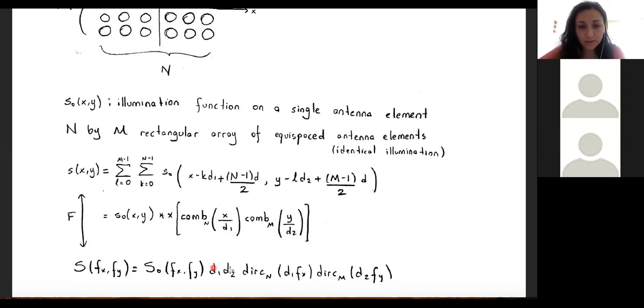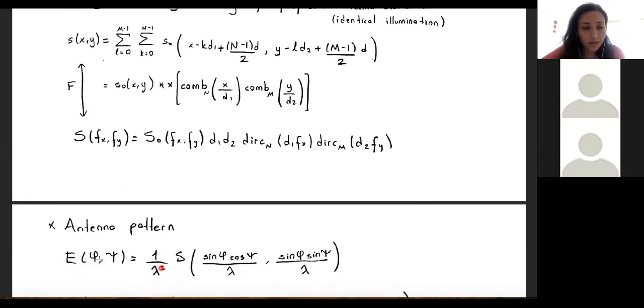So you're going to have d1, d2 multiplication here and d1, d2 multiplications here. And that's going to be your 2D Fourier transform. And the antenna pattern is just expressed in terms of this Fourier transform. What was it? Let's remember. The 2D antenna pattern was 1 over lambda square, this S evaluated at these frequencies. If you do that, you need to evaluate S0 at these frequencies.